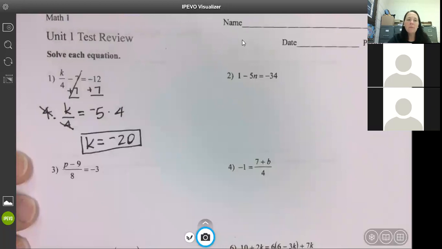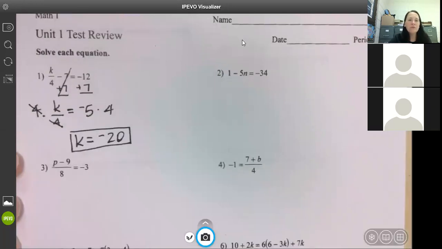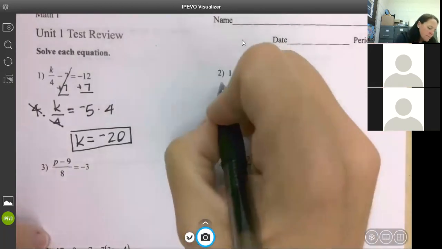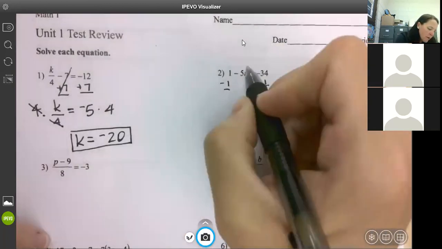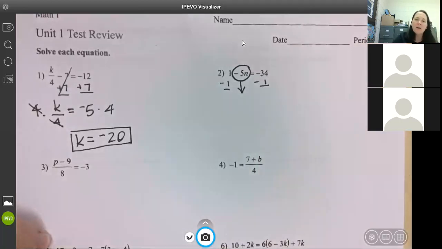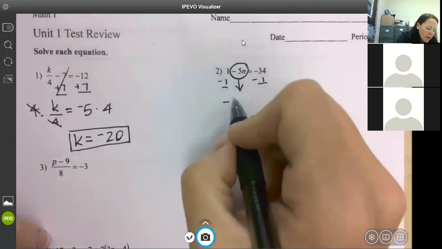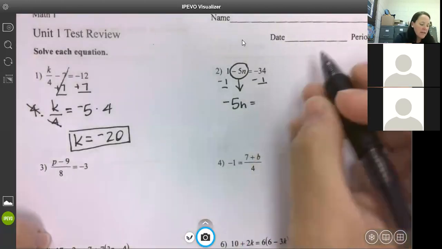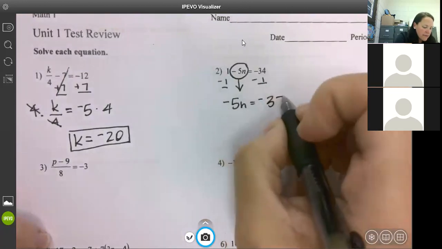And that's it. All right, so on number 2, we're solving for N. What's on the same side as N but not with it? 1. Yes, how do I get rid of a positive 1? Subtract 1. Remember to bring down the whole -5. That's where people mess this question up, and I'm seeing that on your quizzes and stuff too. So bring down the whole -5 in, and -34 minus 1 is -35.